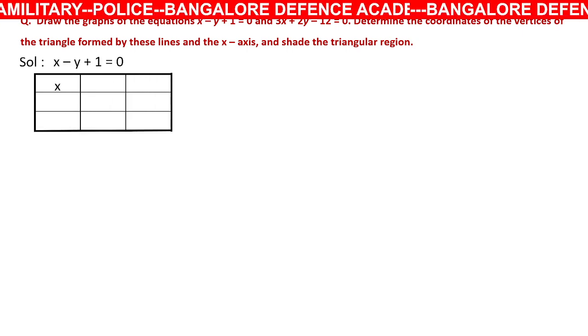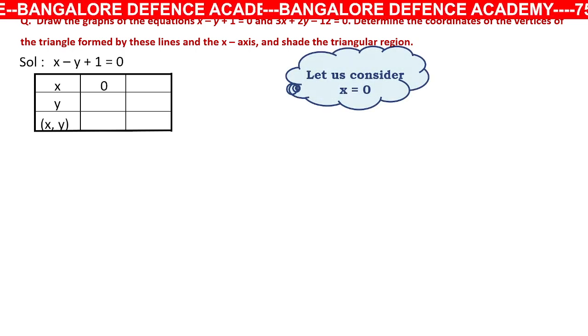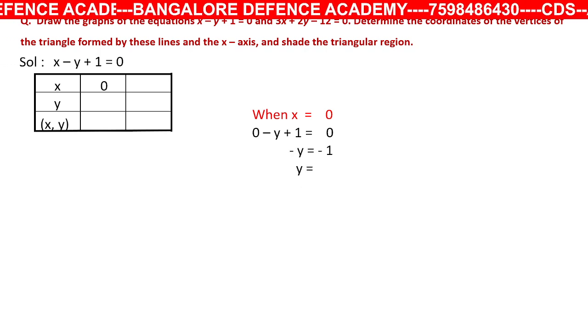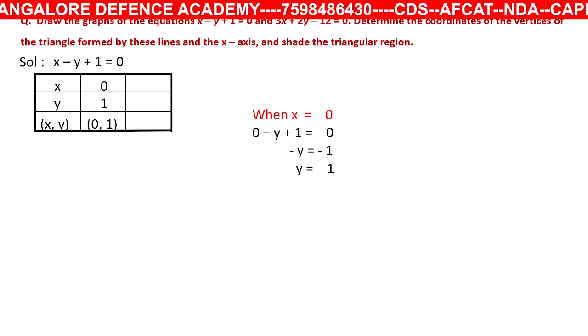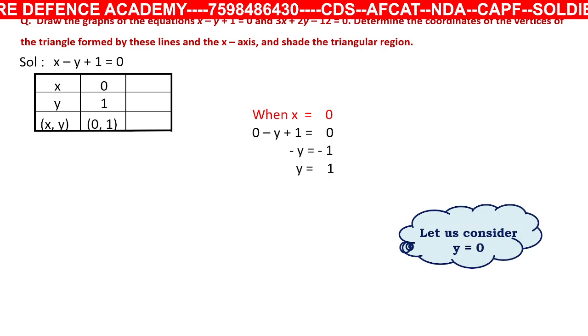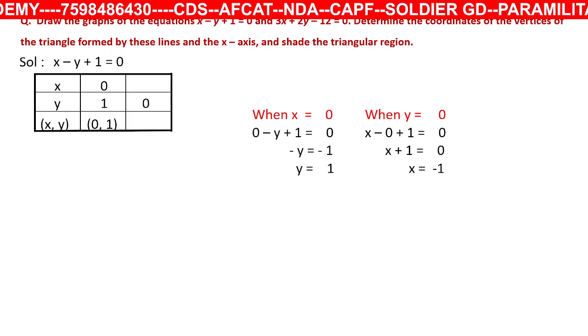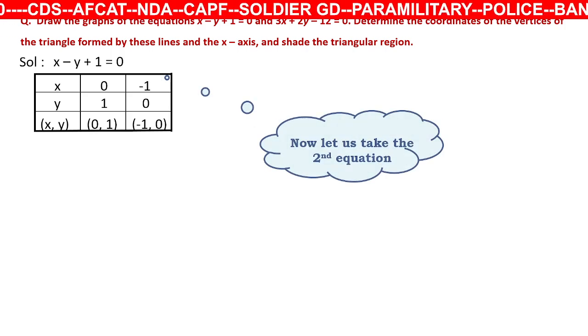I have two variables, x and y. So I take x is equal to 0, so y will be equal to 1. I tabulate it, so I get the point 0 comma 1 as x comma y. Now in the second case, take y is equal to 0. When y is equal to 0, you get x is equal to minus 1. So I get x comma y as minus 1 comma 0.